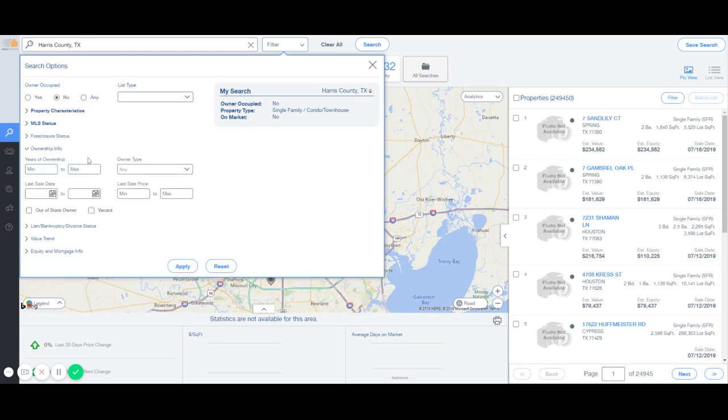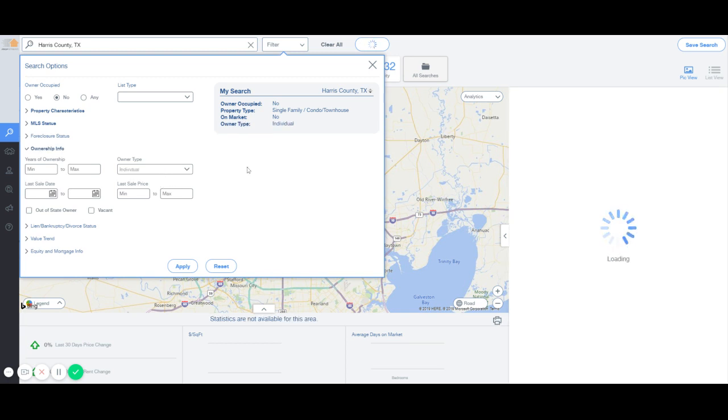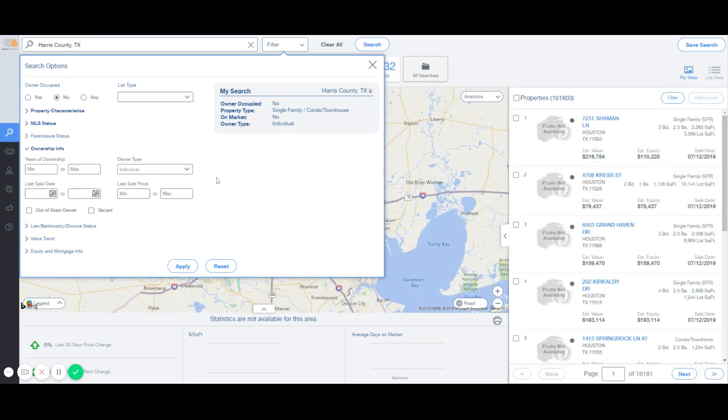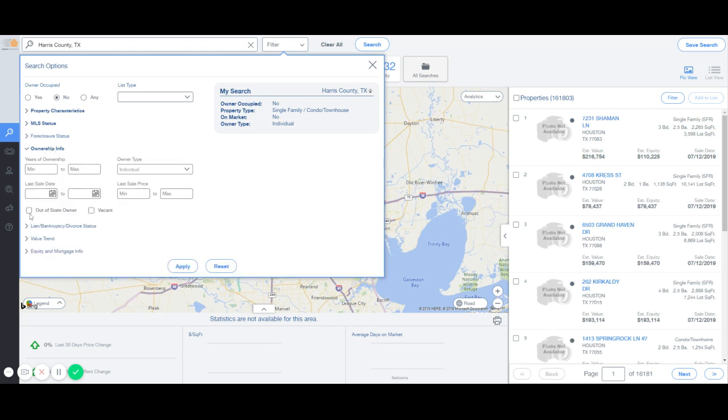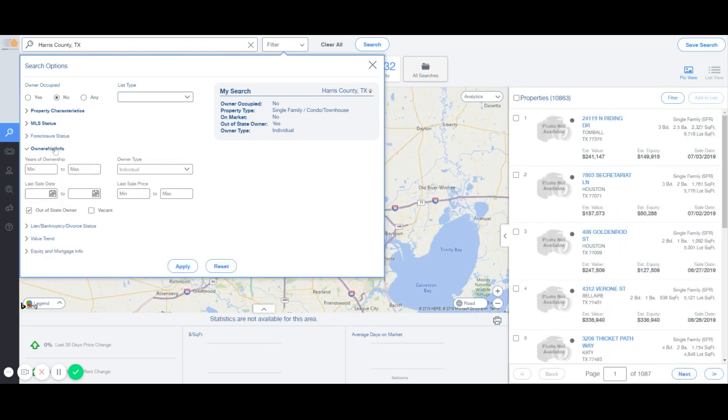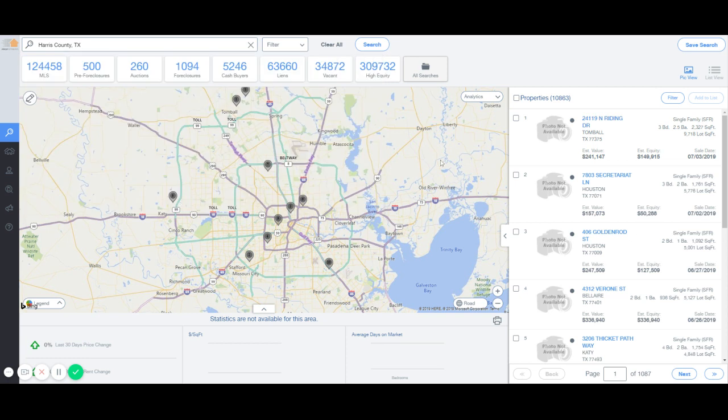Let's go down to ownership info. Always want to put individual. I don't really want to deal with corporate-owned properties. And then let's click on out of state. Let's see where we're at right there. All right, so we're at 10,000 people. Very broad for out of state.